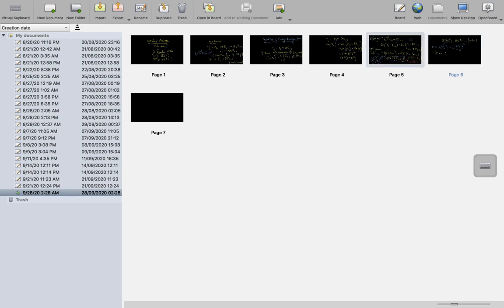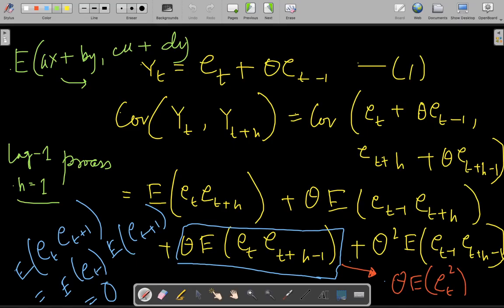Now in this derivation, let us put h equal to minus 1. The first term, et and et minus 1, is 0. Now h is equal to minus 1, so here I will have some value: the second term, theta et minus 1, gives et minus 1 square. The third one, with h equal to minus 1, is et and et minus 2. And the fourth term is theta square et minus 1 and again et minus 2. So all these terms will cancel because they are going to be 0. Only this term is going to be here.